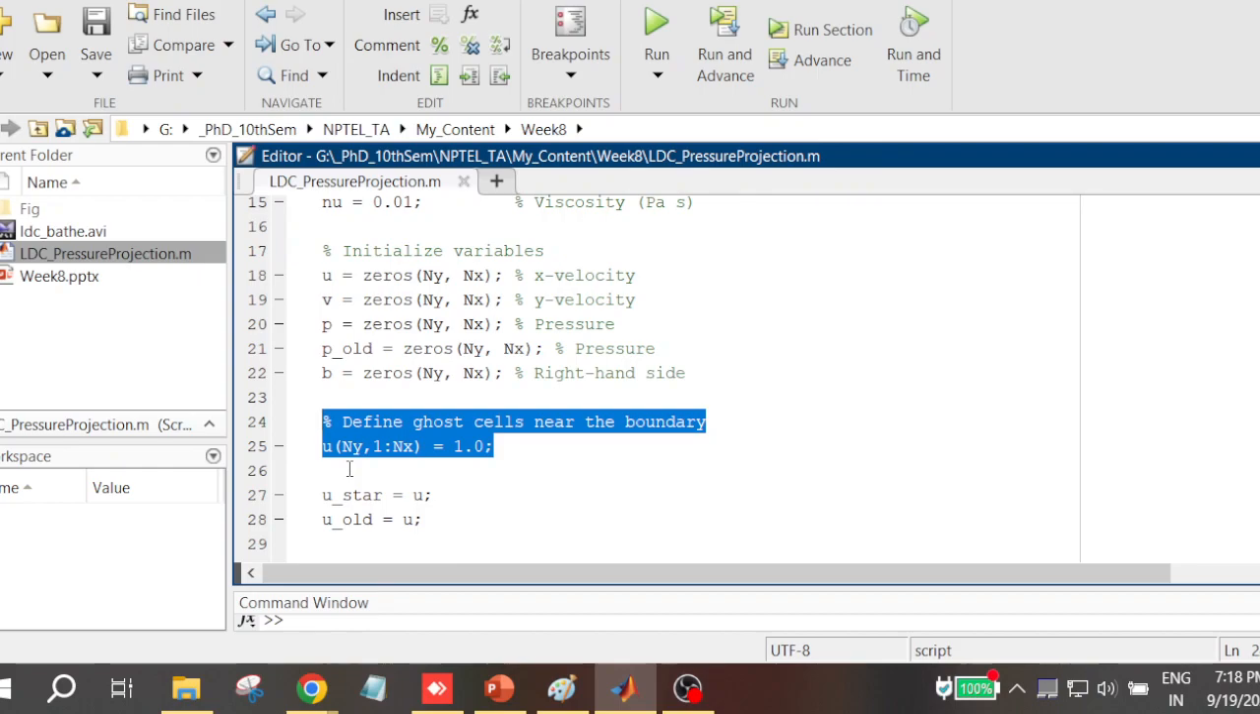Can you write down on the chat box or unmute and say why this line, which I have marked here, is not correct?